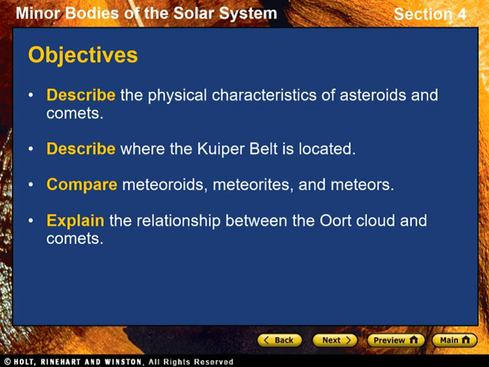At this point, you should be able to fully describe the physical characteristics of asteroids and comets, describe where the Kuiper Belt is located, compare meteoroids, meteorites, and meteors, and explain the relationship between the Oort Cloud and comets.